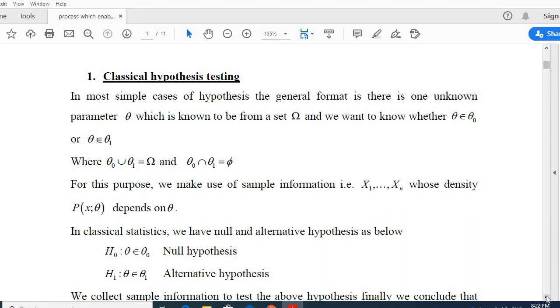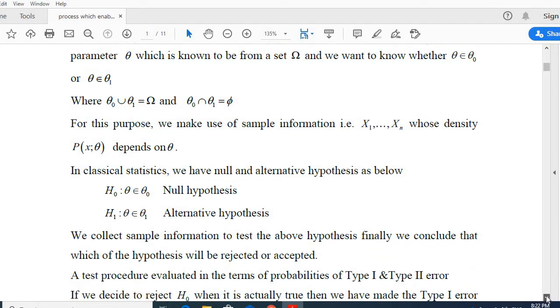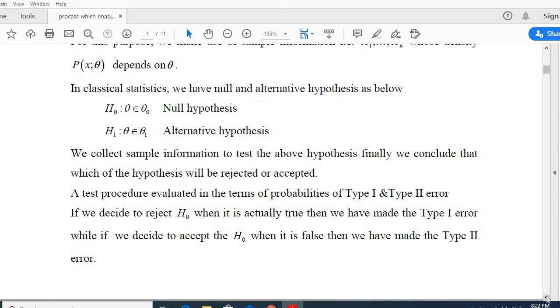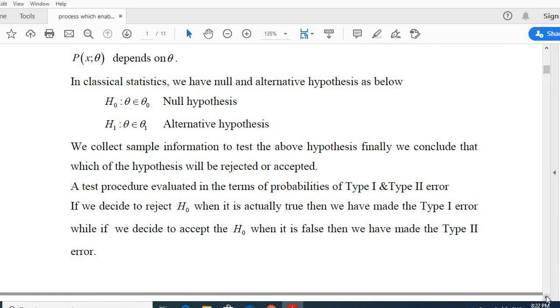For this purpose, we make use of sample information, that is x1, x2, x3 up to xn, whose density p(x | theta) depends on theta. In classical statistics, we have null hypothesis and alternative hypothesis as below. H naught: theta belongs to theta naught, null hypothesis. H1: theta belongs to theta 1, alternative hypothesis. We collect sample information to test the above hypothesis. Finally, we conclude which of the hypotheses will be rejected or accepted.